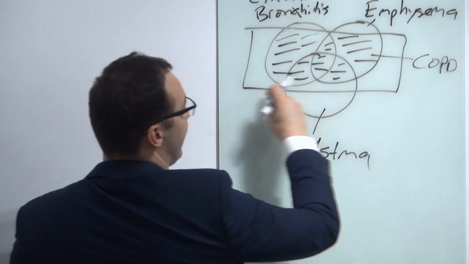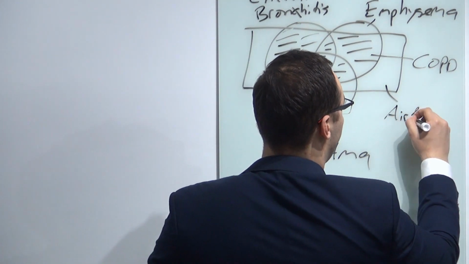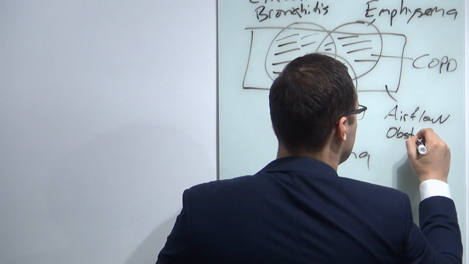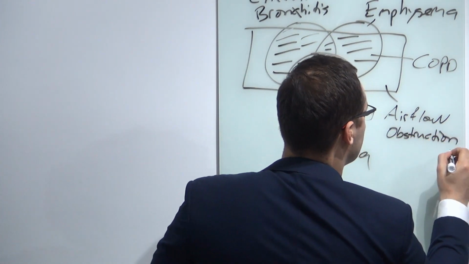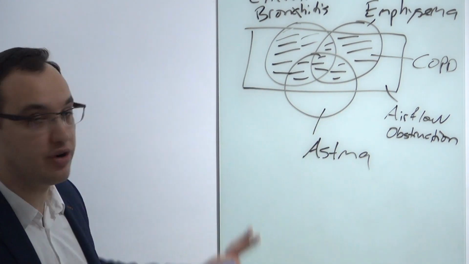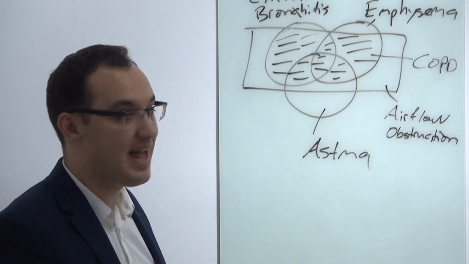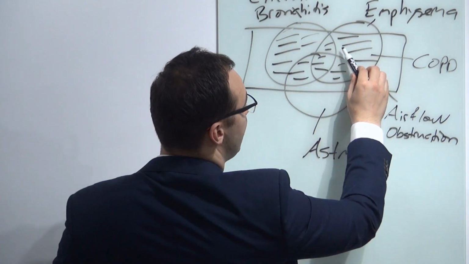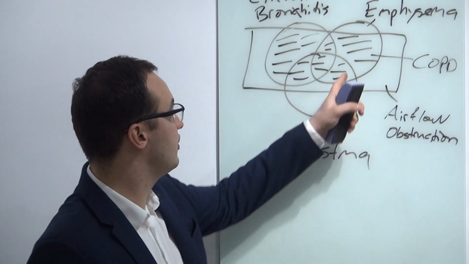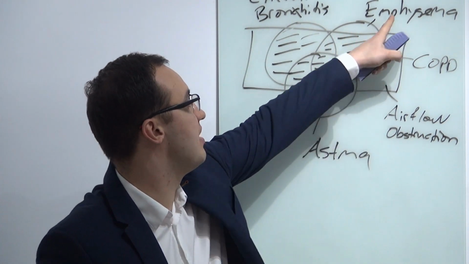And what is this rectangle? This rectangle will stand for all the diseases causing airflow obstruction. So if you look at this chart now, it means that COPD patients can have a component of emphysema. These are different types of patients. If we take this part, this is a COPD patient with emphysema.